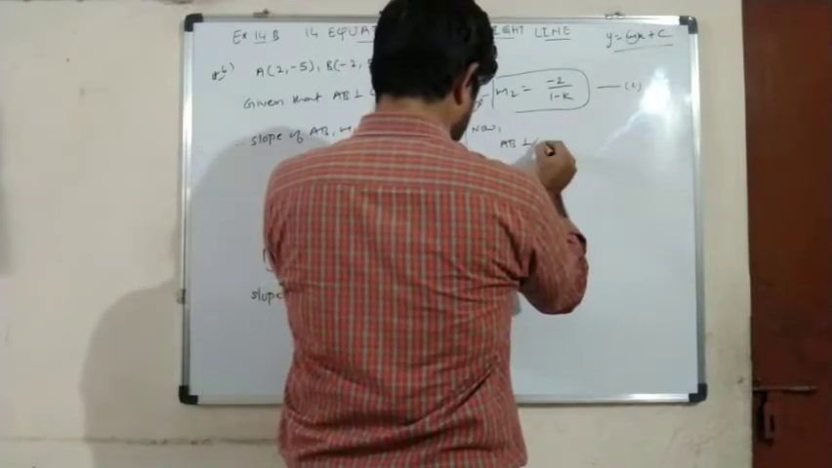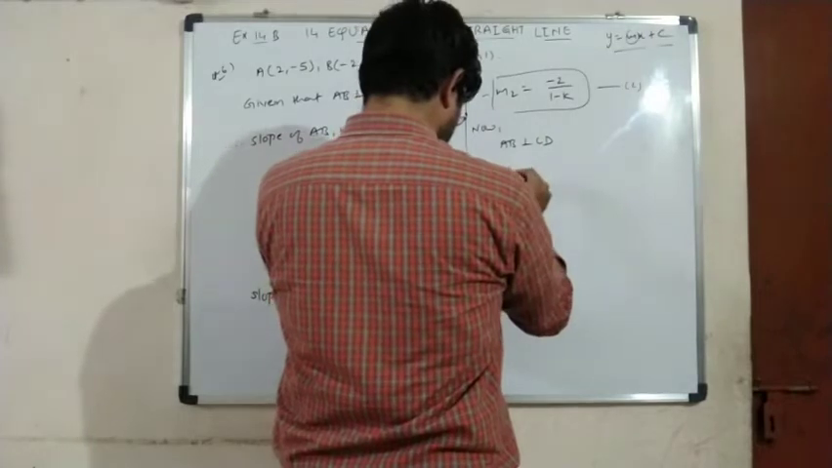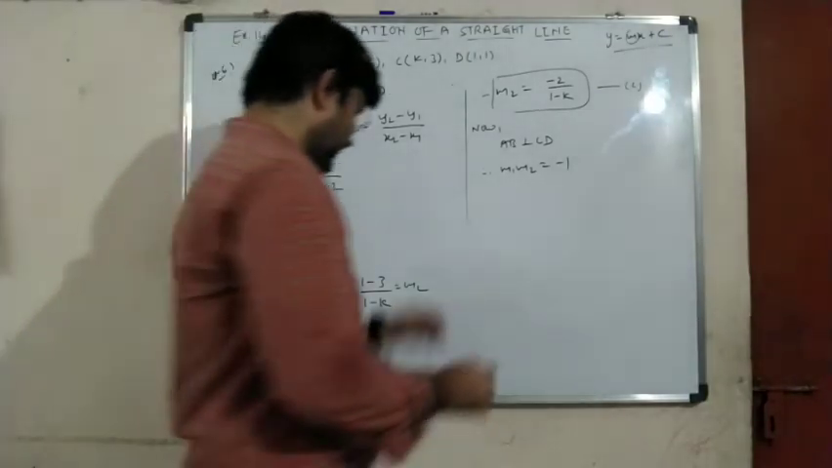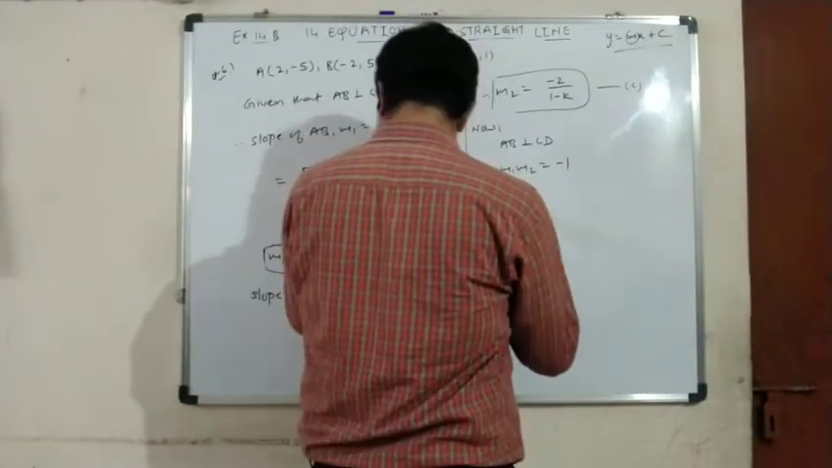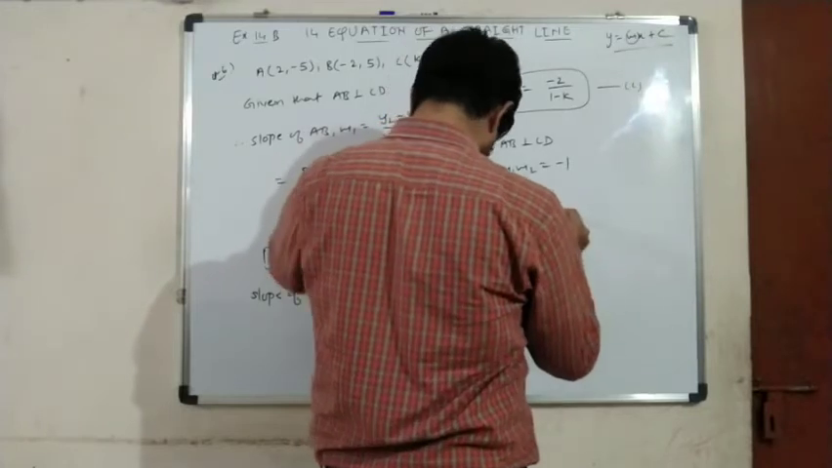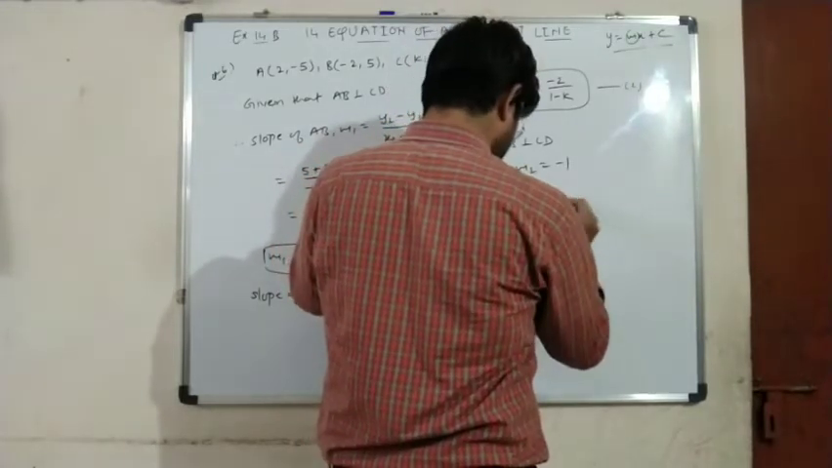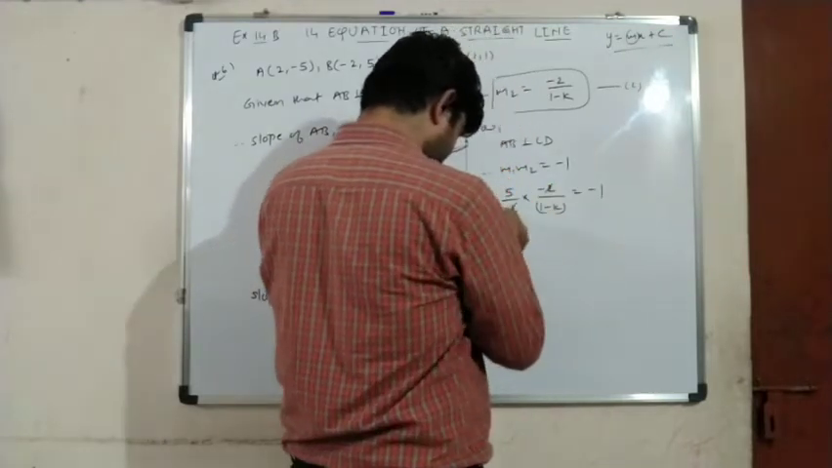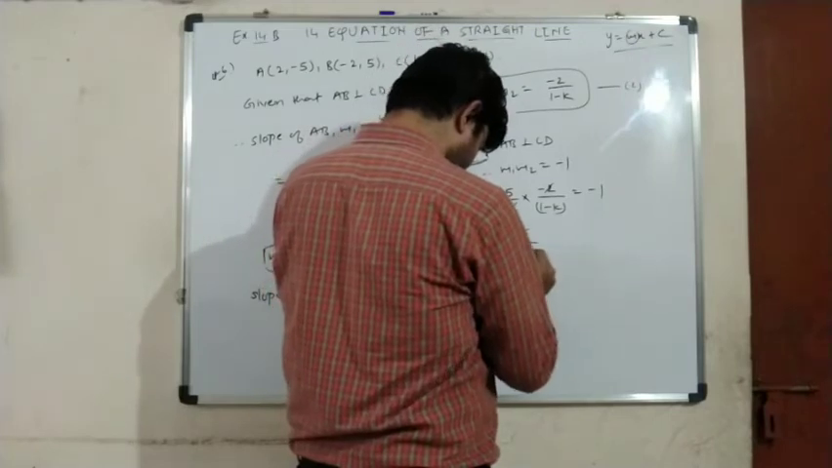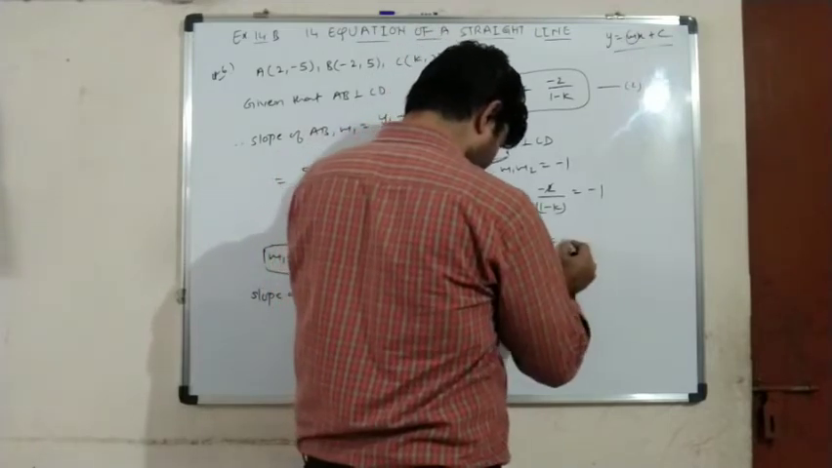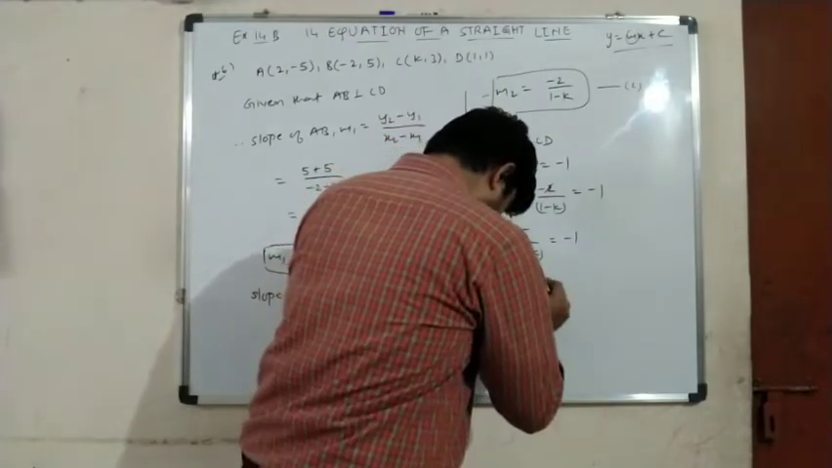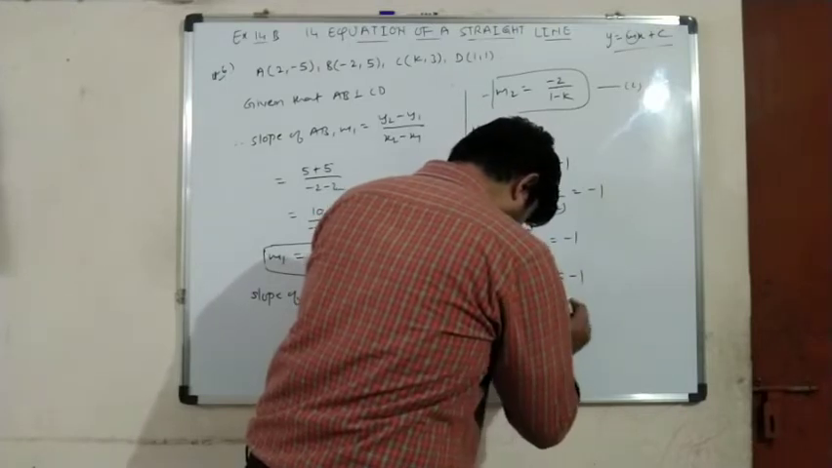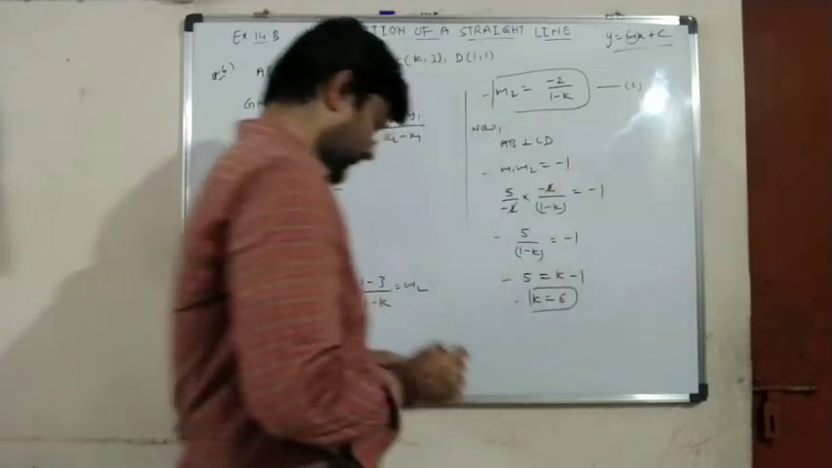Okay, now AB is perpendicular to CD is given, and therefore the product of their slopes m1 into m2 will be equal to minus 1. What is m1? m1 is 5 upon minus 2 multiplied by minus 2 upon (1 minus k), which is equal to minus 1. Therefore 5 upon (1 minus k) equal to minus 1. Therefore 5 will be equal to k minus 1, and therefore the value of k will be equal to 6. Clear?